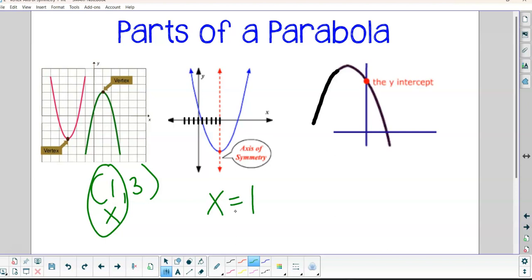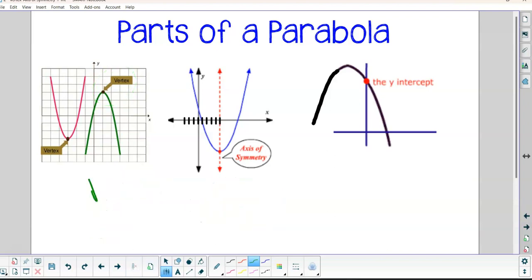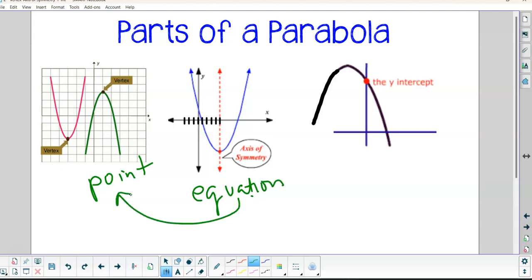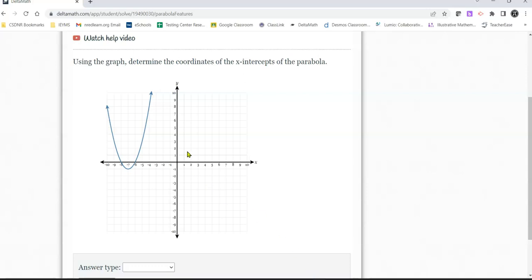So the axis of symmetry can be determined by figuring out the vertex point first. Once you know the vertex point, you can identify the x-coordinate as the axis of symmetry. The vertex is a point. The axis of symmetry is an equation that uses a number from this point. And the y-intercept is also a point. So let's take a look at our first question here.